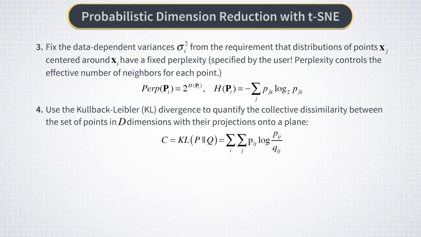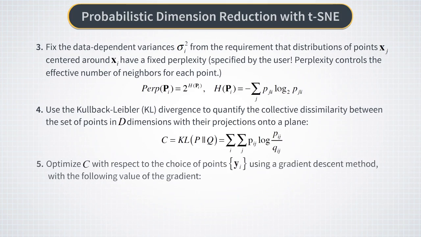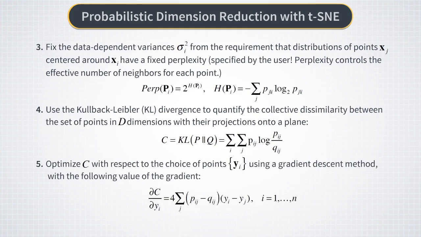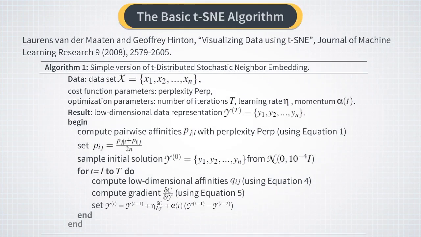After variances are fixed for all points, the algorithm chooses optimal values of projections yi by minimizing the KL divergence between the original distribution and the distribution of projections. This objective function can be optimized using stochastic gradient descent with its gradient given by this simple expression.